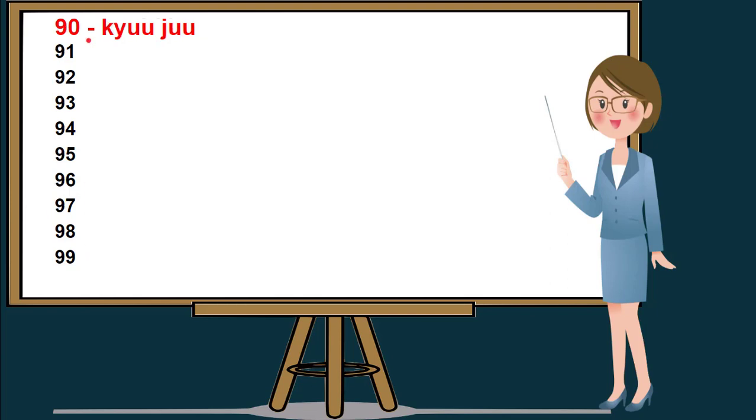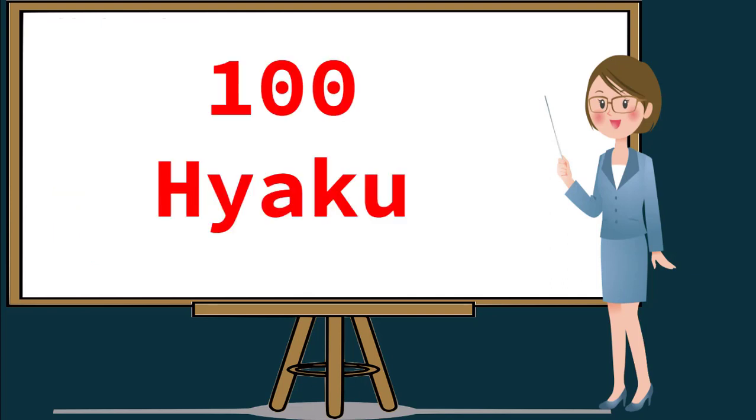Now, let's start to count from 90 to 99. Please repeat after me as I point on the number. Kyuju, kyuju ichi, kyuju ni, kyuju san, kyuju yong, kyuju go, kyuju lok, kyuju nana, kyuju hachi, kyuju q. Very good. And for the last number is 100. Hyaku.